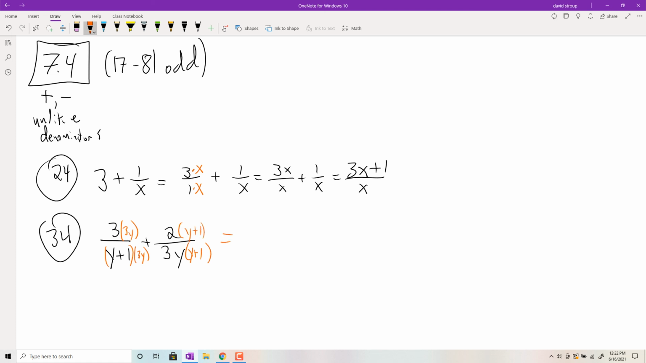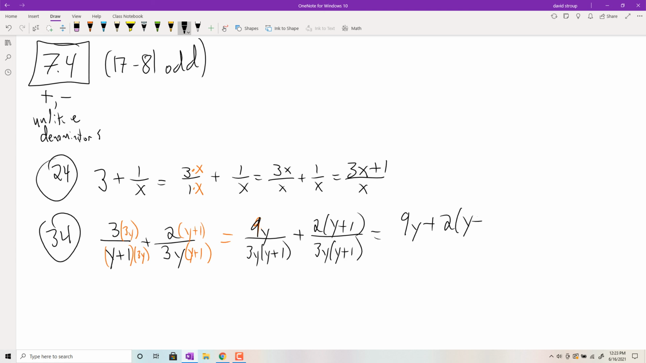Okay, so I'll have 9y all over the 3y times (y plus 1), plus 2 times (y plus 1) all over 3y times (y plus 1). You could distribute if you wanted to, but I'm just going to combine the numerators over the common denominator, and I'll distribute in the next step.